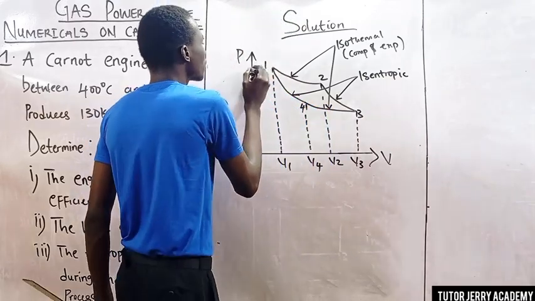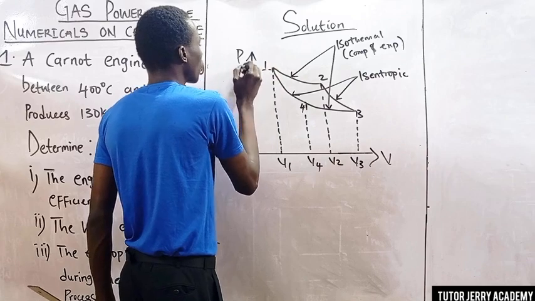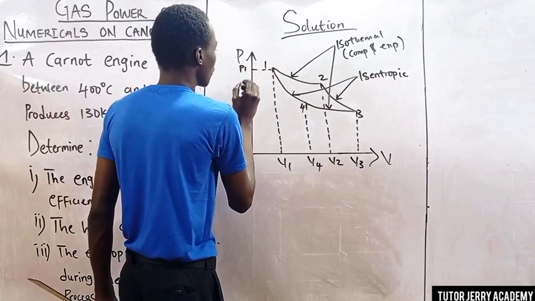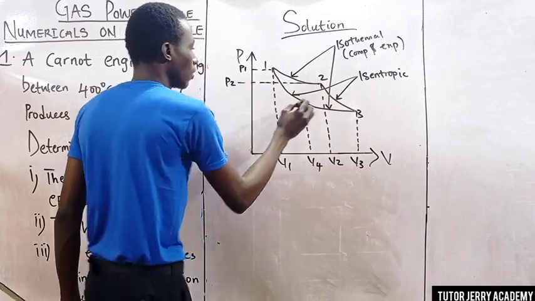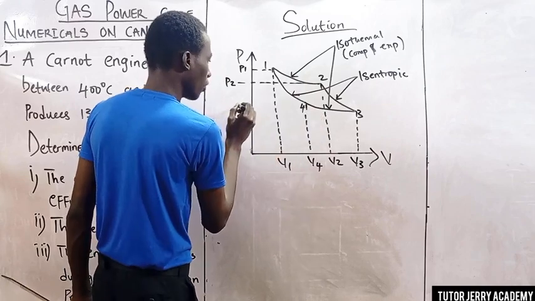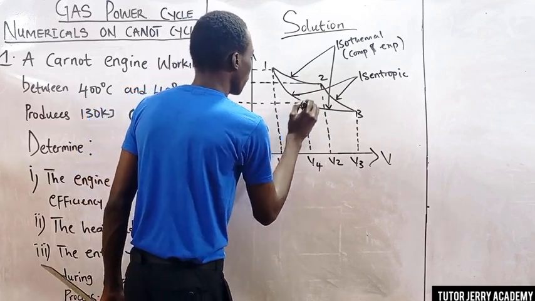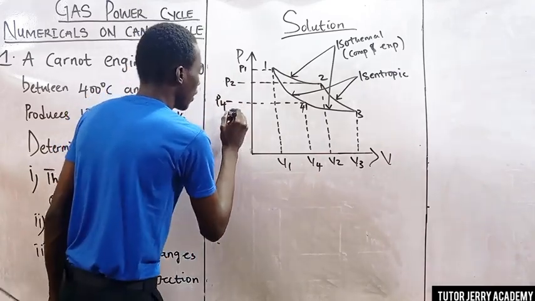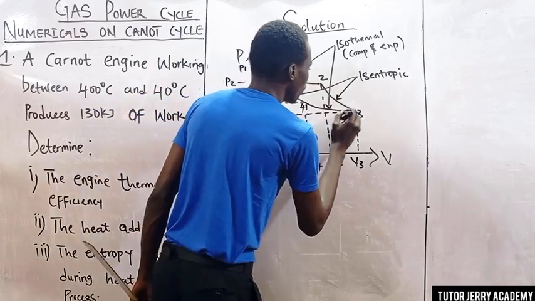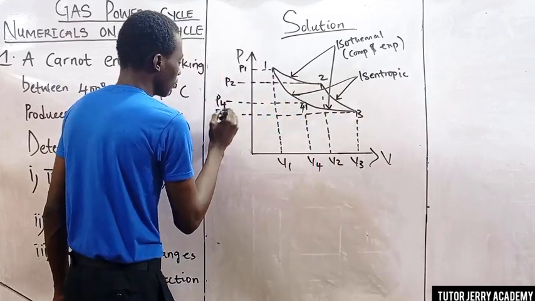So I'm just going to be tracing my pressure line. Of course, here is P1. I have P2 here. For stage 4, I have P4 here. And lastly, I have P3. Of course, this is P3.